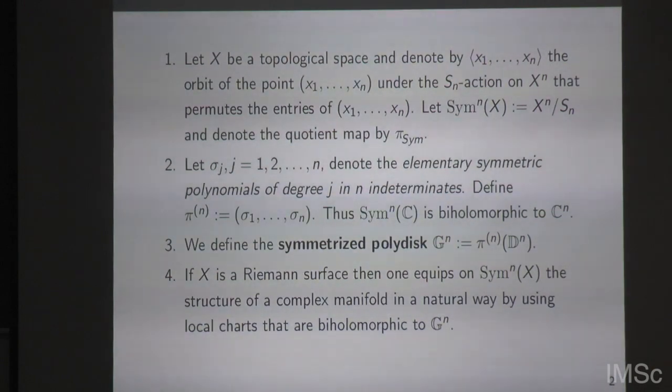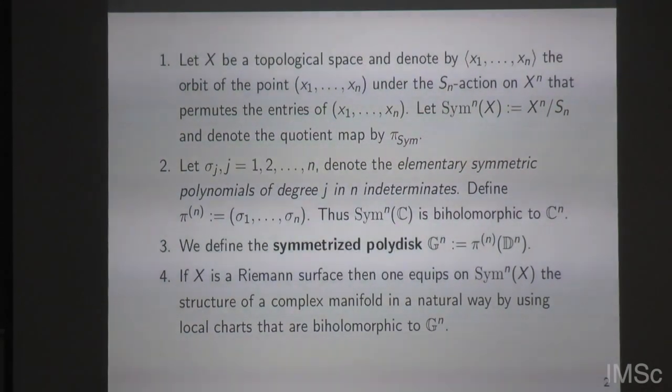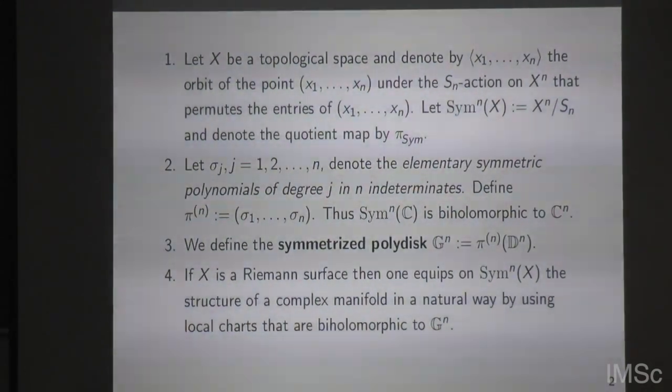If you consider the symmetric product of the complex plane, you can describe this mapping in a different way. Let sigma_j denote the elementary symmetric polynomials of degree j in n indeterminates, and look at this map pi^n. This is called the symmetrization map. You will notice that this symmetrization map essentially makes the same identifications as the map pi_sym.